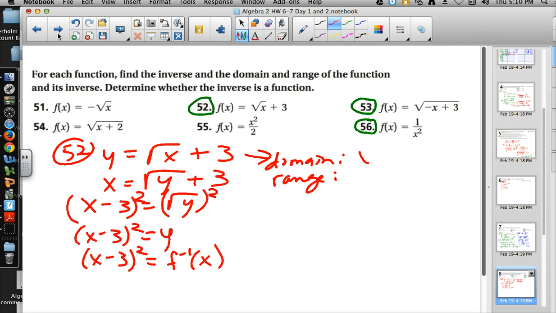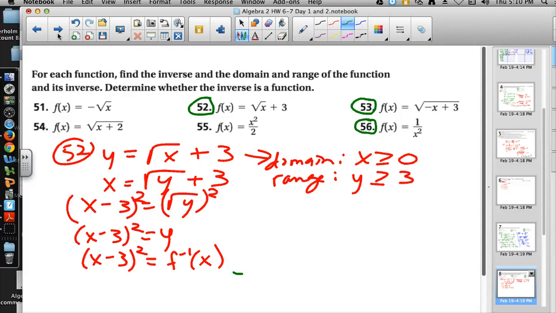I have a square root of x, so x has to be greater than or equal to 0. And if I put a 0 in there, 0 plus 3 will be 3. And if I keep putting higher numbers in, then I'm just going to keep getting higher values for my y variable here. So y is greater than or equal to 3.